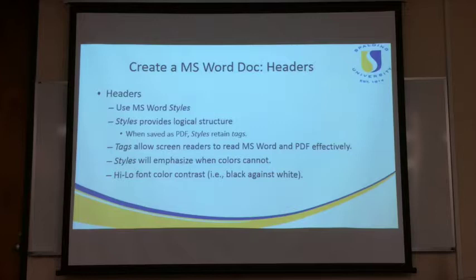For a screen reader to read a PDF effectively, the document must have logical structure and a reading order. This logical structure and reading order actually comes from behind-the-scenes elements called tags. The advantage is that when a document is exported either to HTML as a web page or as PDF, the structure using Microsoft Styles gives tags to text characters, and that structure is retained and can be discerned by screen readers. Styles will also emphasize when colors cannot. As we saw in the previous example, it didn't read red, but if we chose a style that emphasized a color, it may have picked up on that.